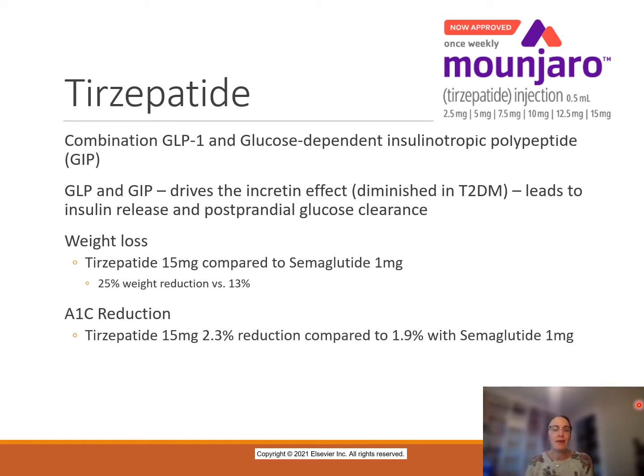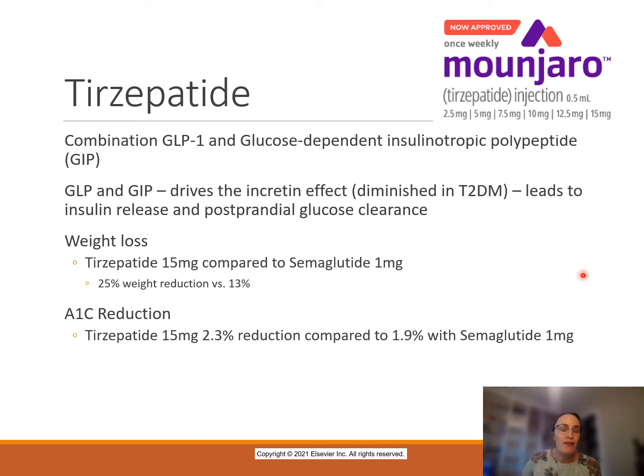Tirzepatide is a medication that I have not gotten to use yet, and I'm really sad, but we just don't have it on formulary at my institution. Basically, this is a combination of a GLP-1 and a glucose-dependent insulinotropic polypeptide, otherwise known as GIP. These GLP-1 and GIP drive the incretin effect, and this leads to insulin release and postprandial glucose clearance. The biggest thing we see with tirzepatide is weight loss, and there was a trial that looked at 15 milligrams compared to Sema 1 milligram, which is the drug I told you I just love.